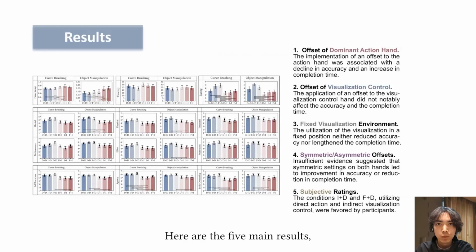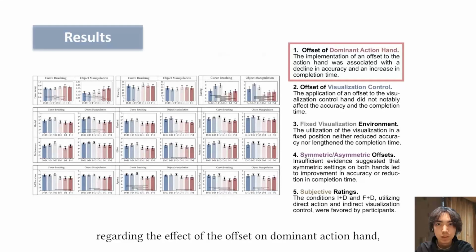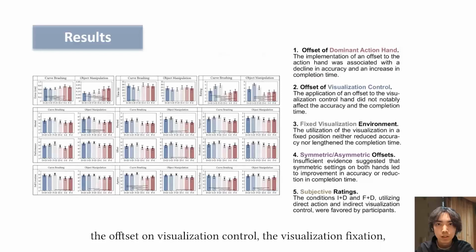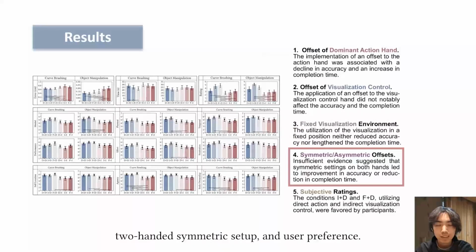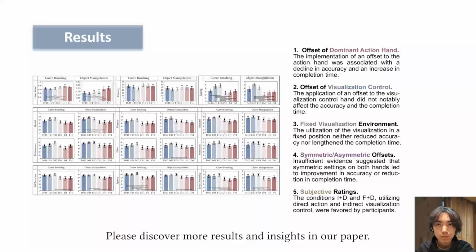Here are the 5 main results regarding the effect of the offset on dominant action hand, the offset on visualization control, the visualization fixation, two-handed symmetric setup, and the user preference. Please discover more results and insights in our paper.